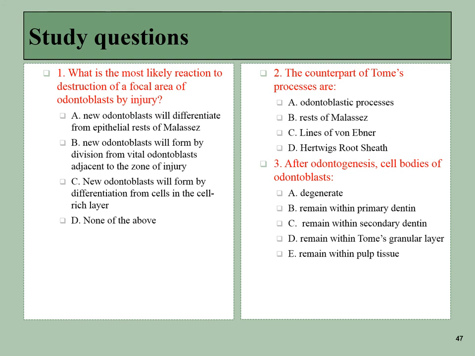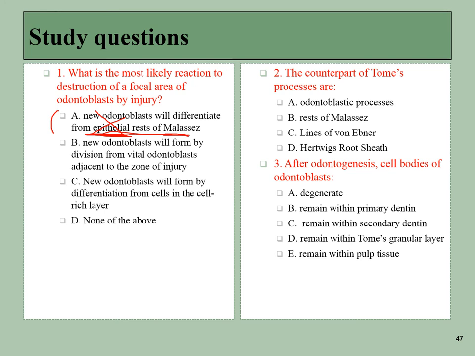So let me wrap up with a few quiz questions. First off, what's the most likely reaction to destruction of an area? How are those odontoblasts going to respond? First, will they make more odontoblasts from the epithelial rests of Malassez? Well, now, before you start worrying about trying to remember what these epithelial rests are, or perhaps you don't know yet because they're coming up in the next lecture, all you really need to focus on is this word here, epithelial. Are odontoblasts epithelial? No, they come from mesenchymal stem cells, which are a type of connective tissue. So we can rule that one out without worrying about what Malassez named stuff after.